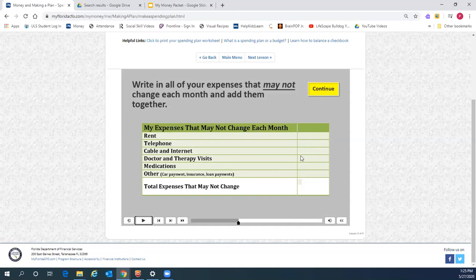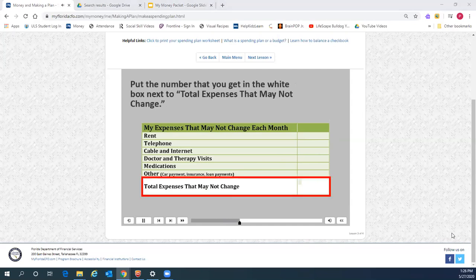You might have regular appointments to the doctor every month, and you definitely probably have medical costs each month. You might have to buy medication or buy assistive devices to help you, or incontinence supplies. There are a lot of different expenses that are probably the same month to month. And then there's other expenses like if you have a car payment, if you have house insurance or car insurance, or if you have a loan that you have to pay every month. So what you would do is write down each of those expenses here and add them up at the bottom. Put the number that you get in the white box next to total expenses that may not change.